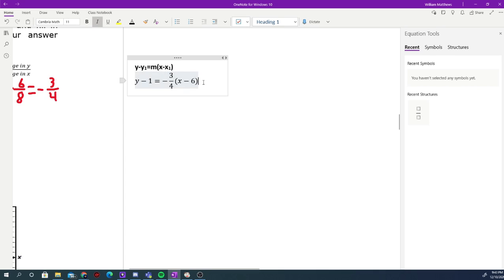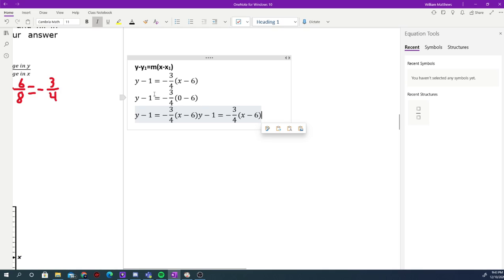So I can actually rewrite this knowing that I need my x value to be 0. Now I can solve for y. Knowing that this was 0, this leaves me with a negative 6.